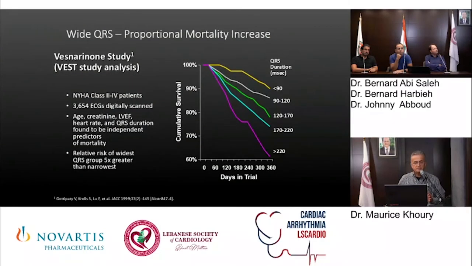What about the left bundle and the mortality? And this is a very interesting point. This is a very old study published in JACC in 1999, called the VEST study analysis. Looking at it, you see that as your QRS complex gets wider, the mortality will increase. And you see that when you reach above 200 as our patient, the mortality is really high. So one, the patient has a left bundle that affects his mortality and the mechanics of his heart.